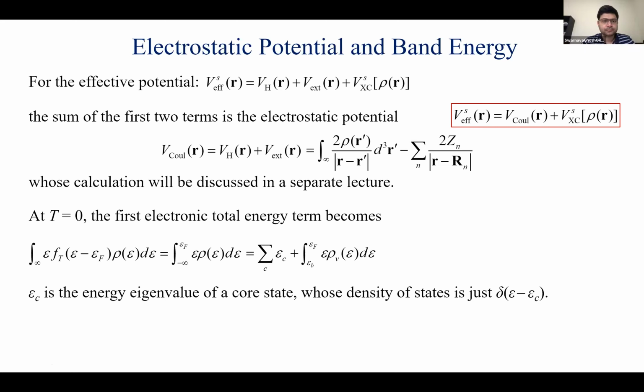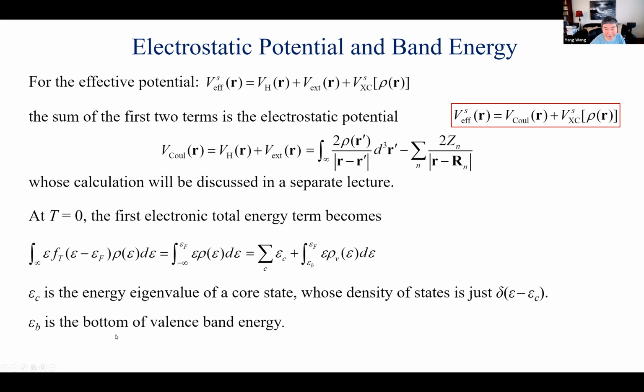Okay. Yeah, but that's a different topic. It's just formally you can write things like this. But at temperature equals 0, you get a term. You only integrate up to the Fermi energy. Okay. So the density of states is basically a delta function. That's why it just becomes a discrete summation.